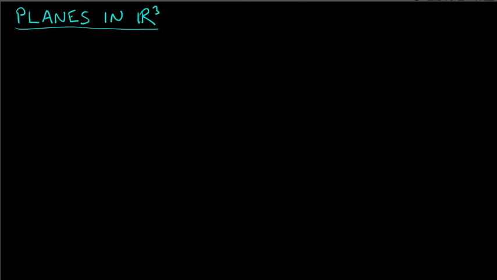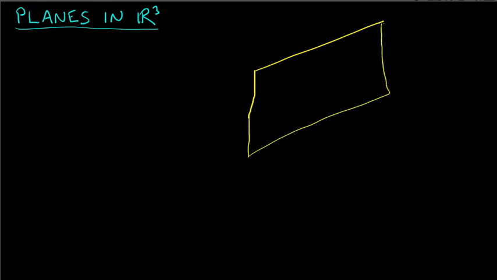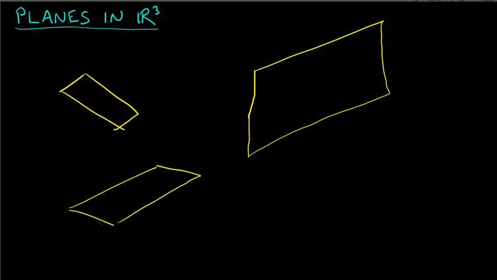Right. So when I say the word plane, I'm not talking about airplanes. I'm talking about like the XY plane, right? But it doesn't have to be the XY plane. It could be any plane in space. So it could be this plane, right? Or this plane. Or this plane here, right?